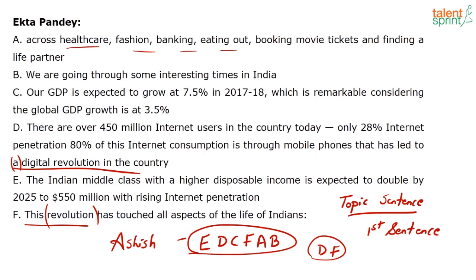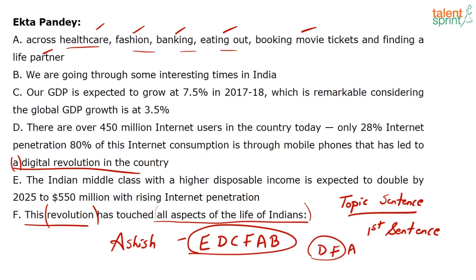Now, if you look at F, it says this revolution has touched all aspects of the life of Indians, right? Now, the sentence that is staring at me, talking about all aspects of the life of Indians, can you identify which is that sentence? Is it A, is it B, is it C, or is it D? Another thing that we continuously have to keep doing is asking questions to form links. So which is that sentence? Anybody? A, right? All aspects of life. Healthcare, fashion, banking, eating out, booking movie tickets, finding a life partner. That addresses all my aspects, which means A has to follow F.